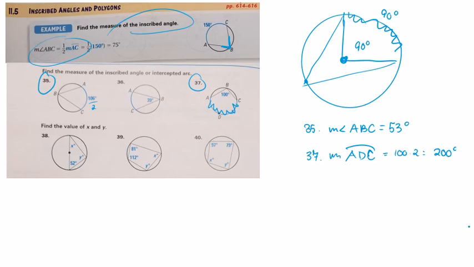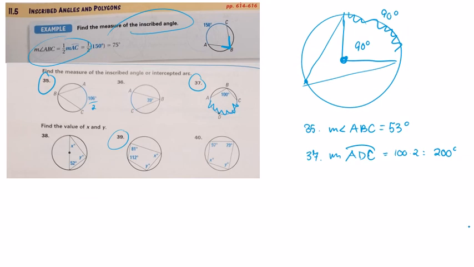Alright, and then some additional information for 11.5. They tell you that with right triangles that are inscribed, which means they're drawn inside of a circle, the hypotenuse is a diameter. So that means the opposite angle is always 90 degrees.